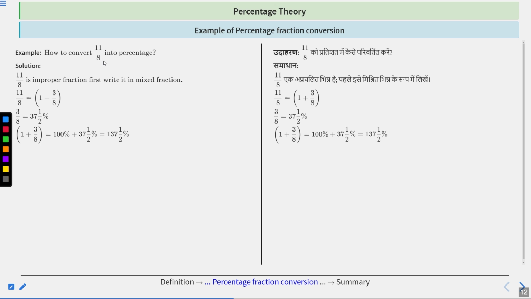How to convert 11 by 8 into percentage. Okay. Now, 11 by 8 is an improper fraction. First, what will we do to write it as a mixed fraction? We will make it a mixed fraction. So, when you divide 11 by 8, one time, we get 1 plus 3 by 8. 3 by 8 is 37.5%. So, 1 is also equal to 100%, and 3 by 8 equals 37.5%. So the total percentage will become 137.5%. Okay.